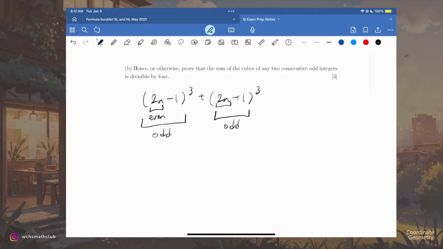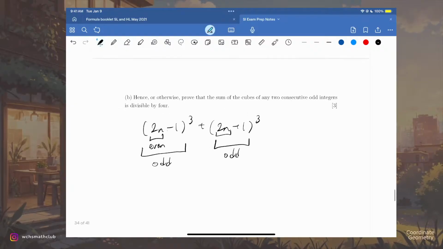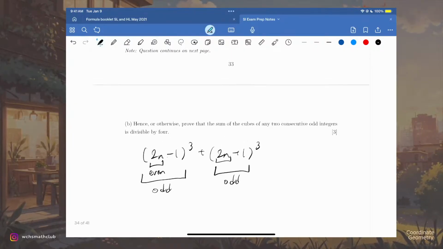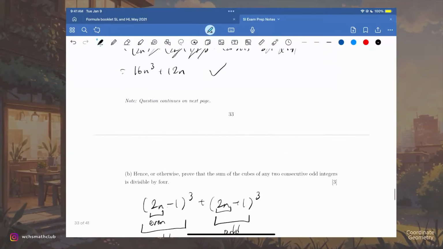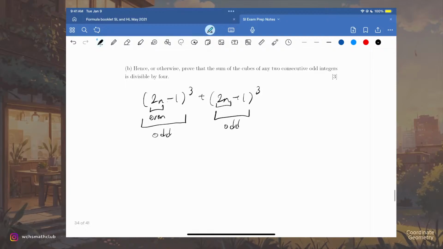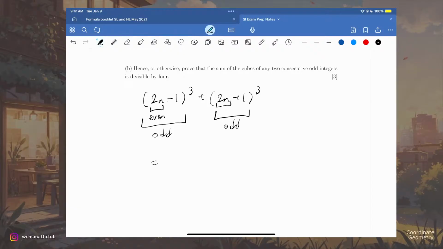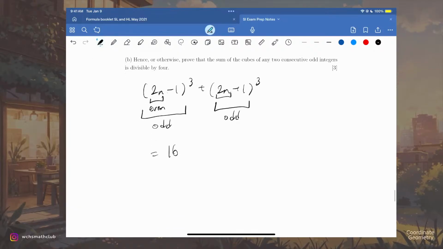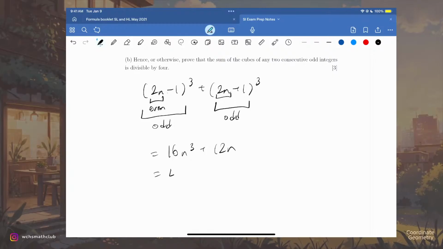And then this has to be divisible by 4. So essentially, this by itself by definition is one odd integer. This one is the next consecutive one. And now we just have to prove it is divisible by 4. As we showed in the previous part, it was equal to 16n cubed plus 12n, right? So let's say we wrote that entire expression out without all this even odd stuff, and we just wrote 16n cubed plus 12n. Now, if it asks if it's divisible by 4, maybe you can try factoring out the 4.